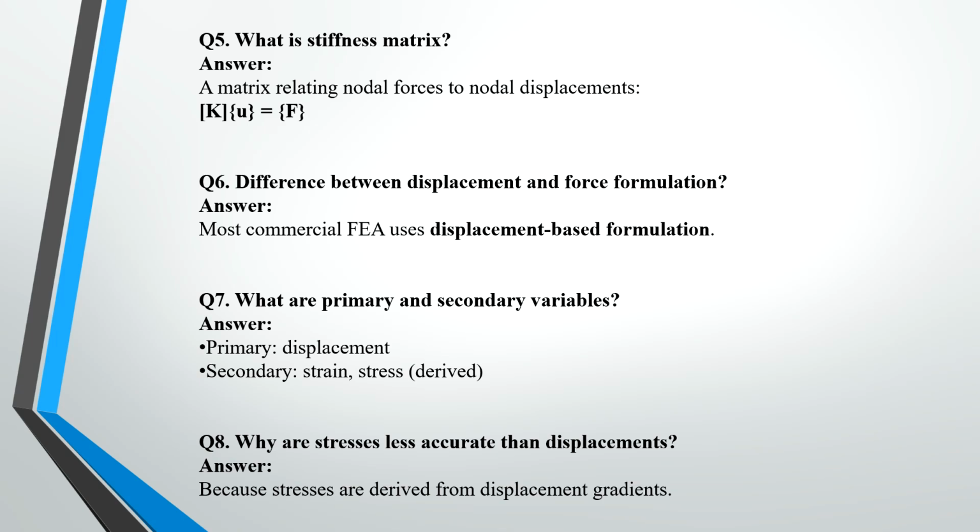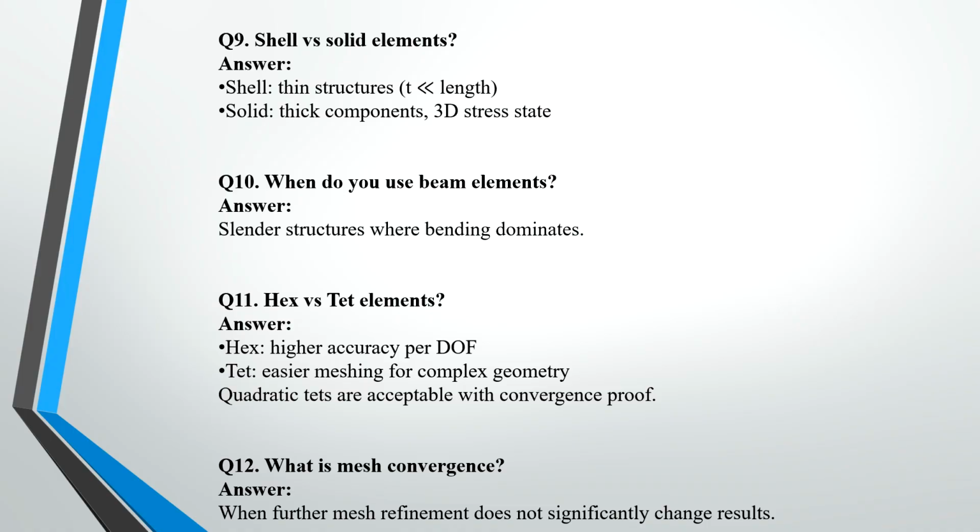Next question is what are primary and secondary variables? The primary variable is displacement, the secondary are strain and stress, which are derived variables. So the eighth question is why are stresses less accurate than displacements? Because the stresses are derived from the displacement gradient. That's why they are less accurate. This is the most popular question.